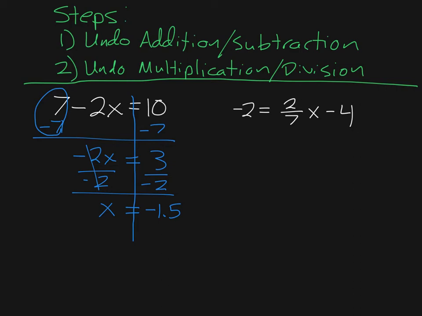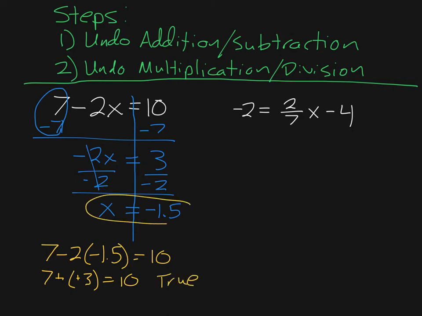So that's our solution. If we want to double check very quickly, we can do 7 minus 2 times negative 1.5 equals 10. Now 2 times negative 1.5 is negative 3, so this becomes 7 minus negative 3 equals 10. And we know that 7 minus negative 3 is the same as 7 plus 3. And 7 plus 3 does equal 10, so this is true. Here is our solution.